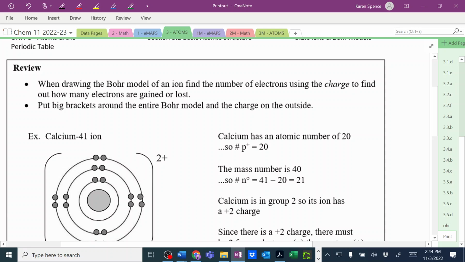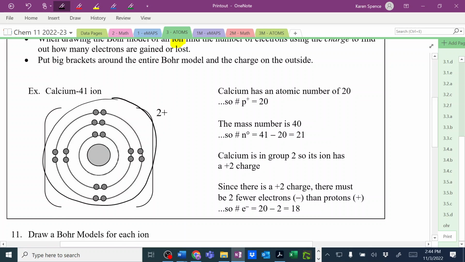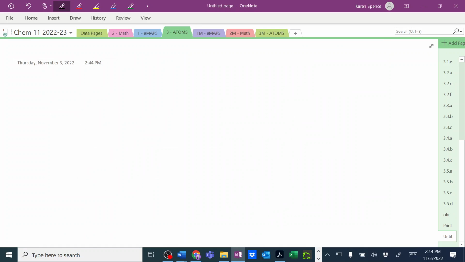When drawing the Bohr model of an ion, basically what you have to do is look at your atom. I feel like there's a handout that I left out of here that would have been helpful to you, but I don't know why I didn't put it in. I was like, you guys are in grade 11, you know this already. So let's say we had, I know, I'm just gonna actually do this by hand. I don't wanna do calcium, let's do something smaller. Let's do lithium.